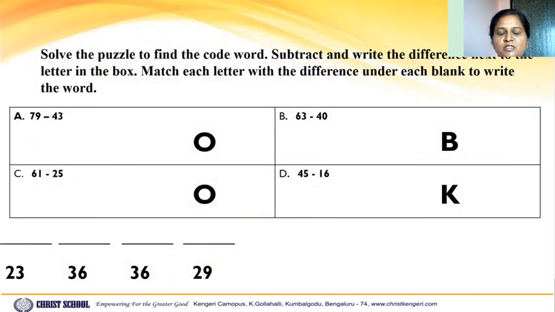Okay, there is a puzzle for you. So you have to solve this puzzle. I'm going to give this as homework for you. Okay, so there are 4 sums. You have to find out the difference. Okay, and after you find out the difference, you will get the answer. You have to match the answer with the alphabet which is given in the box. Okay, after that you will get one word. So you have to find out which is that word.